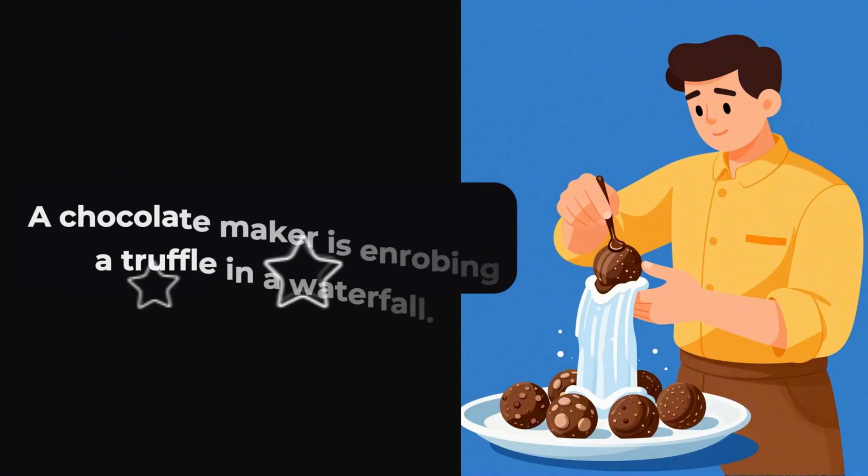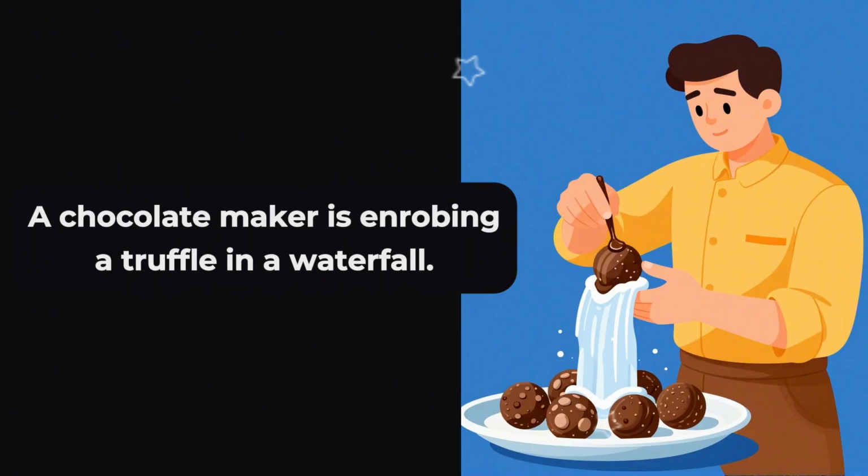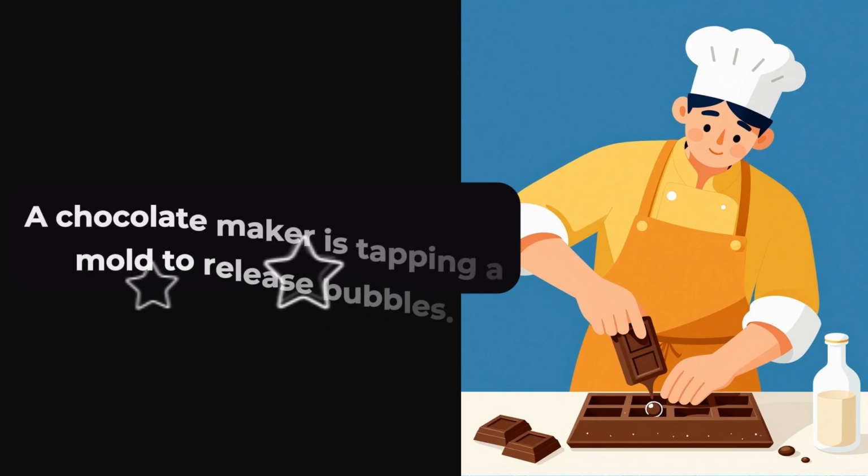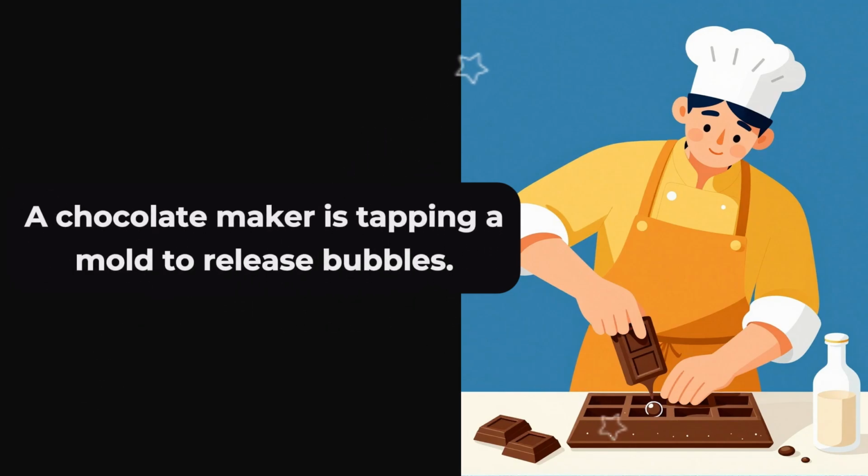A chocolate maker is enrobing a truffle in a waterfall. A chocolate maker is tapping a mold to release bubbles.